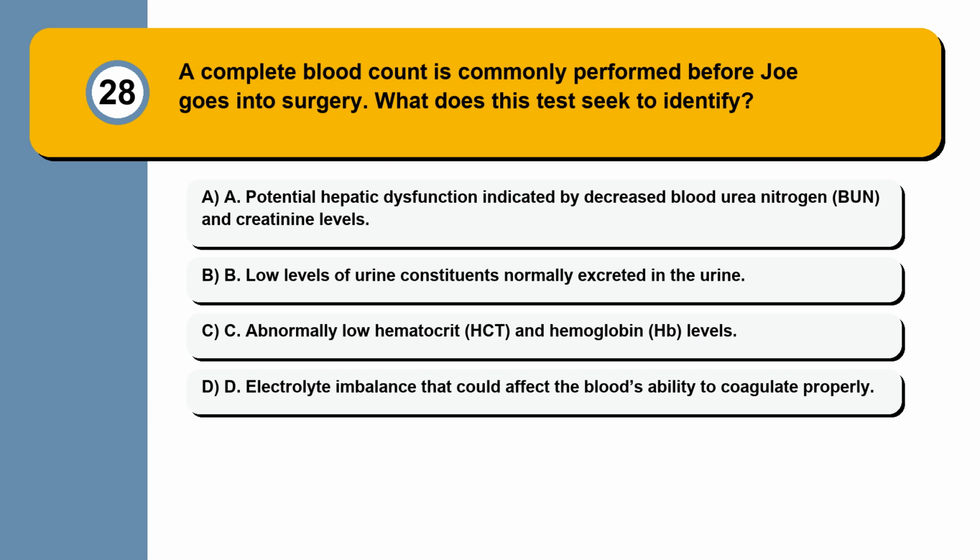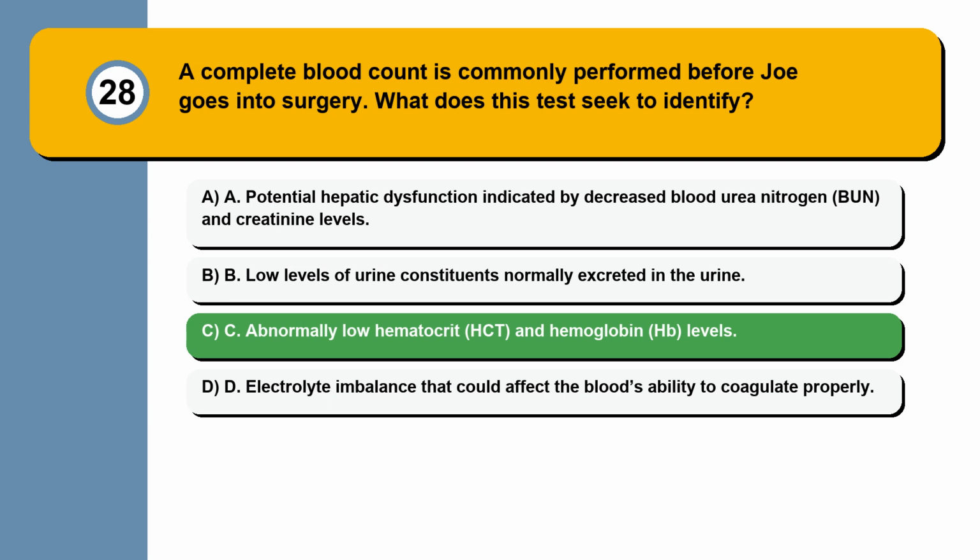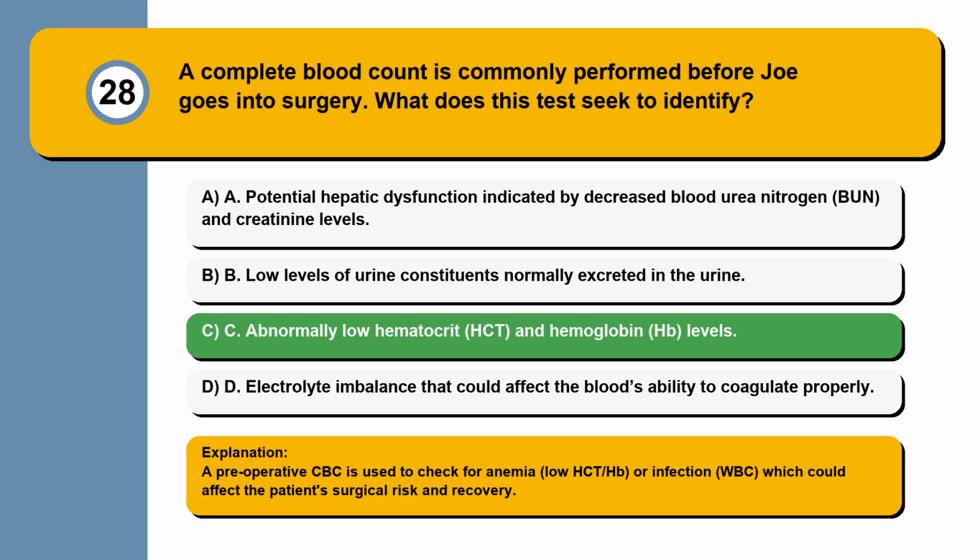Question 28. A complete blood count is commonly performed before Joe goes into surgery. What does this test seek to identify? A. Potential hepatic dysfunction indicated by decreased blood urea nitrogen, BUN, and creatinine levels. B. Low levels of urine constituents normally excreted in the urine. C. Abnormally low hematocrit, HCT, and hemoglobin, HB, levels. D. Electrolyte imbalance that could affect the blood's ability to coagulate properly. A preoperative CBC is used to check for anemia, low HCT/HB, or infection, WBC, which could affect the patient's surgical risk and recovery.